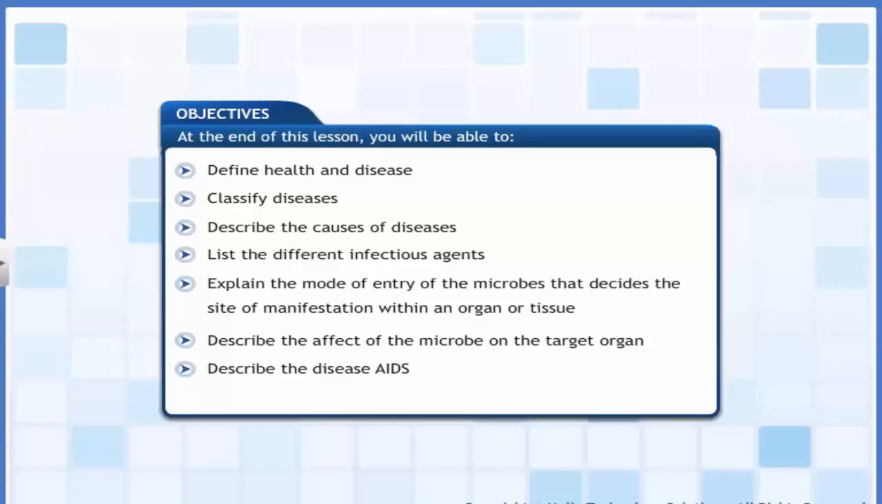By the end of this lesson, you will be able to define health and disease, classify diseases, describe the causes of diseases, list the different infectious agents, explain the mode of entry of the microbes that decides the site of manifestation within an organ or tissue. Describe the effect of the microbe on the target organ and describe the disease AIDS.